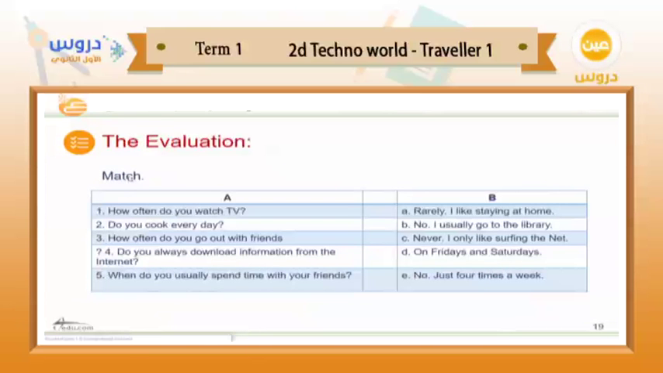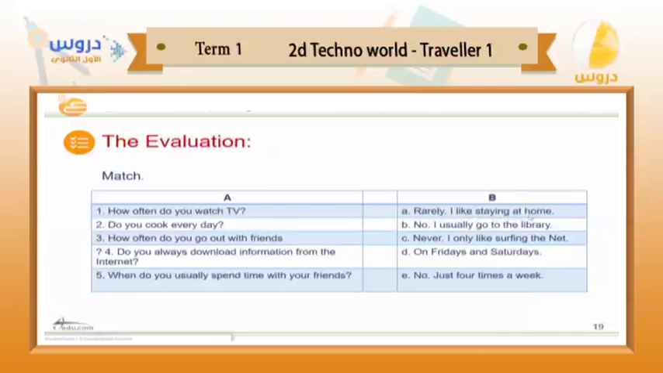And finally, let's evaluate. Let's find out how well you are doing. Okay, try to match A to B. How often do you watch TV? Do you cook every day? How often do you go out with friends? Do you always download information from the internet? When do you usually spend time with your friends? Try to match these questions with these answers.